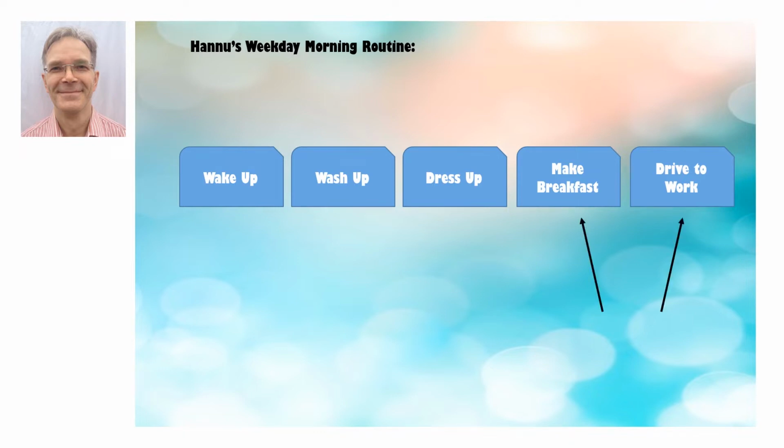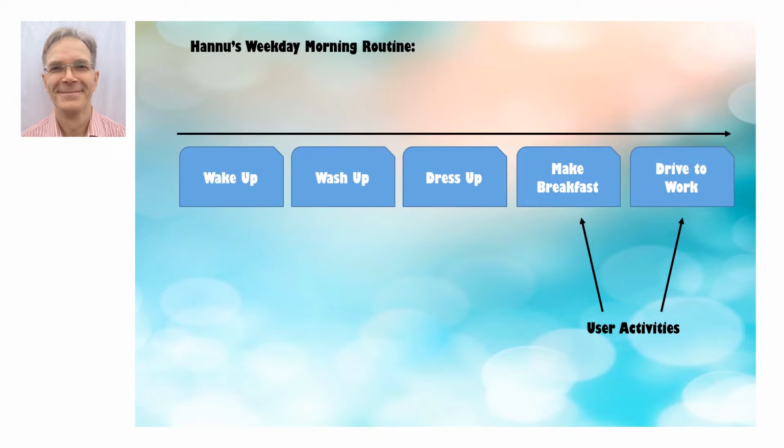What user story mapping calls these activities are user activities. Each of these five is a separate activity at a high level. And then the whole thing, we could call that a narrative. So I have the story of my morning. I'll tell about my morning, and this is my narrative for the mornings.